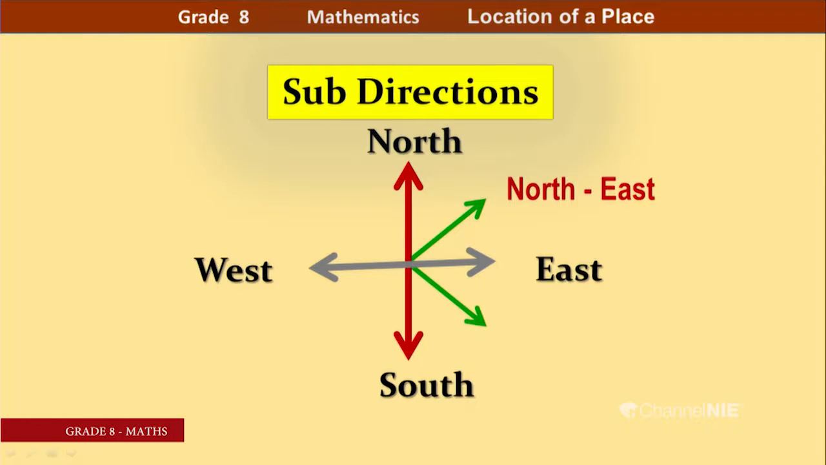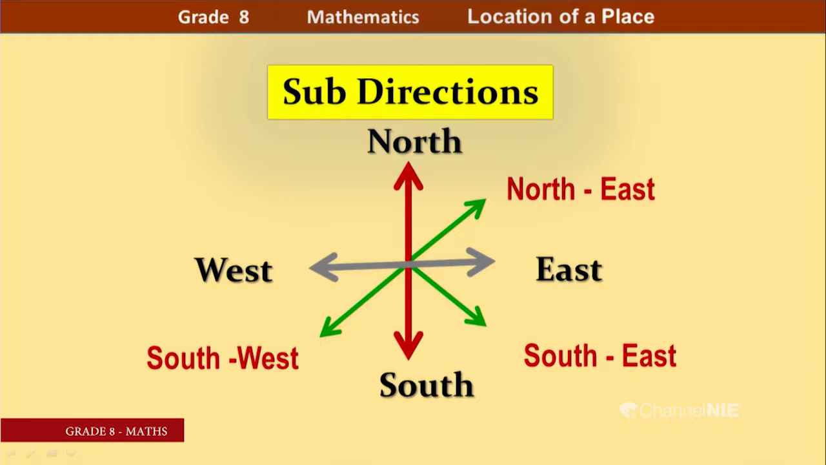Next subdirection is in between east and south. The priority is given to south direction. So, we call it as southeast. Then, subdirection between south and west, priority is given to south, we call it as southwest. Finally, subdirection between north and west, priority is given to north, so it is called as northwest. So, main directions are north, east, south, west, subdirections northeast, southeast, southwest, northwest.